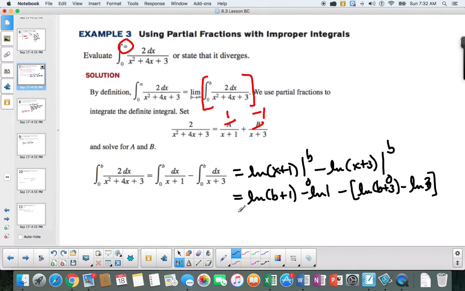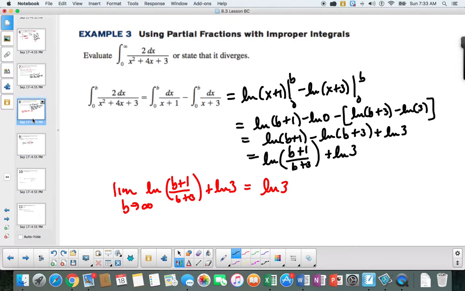All right. And then this is going to be the natural log of b plus 1, and this is going to be 0, minus the natural log of b plus 3. And if I distribute my negative sign, that's going to be plus the natural log of 3. Then I think I have some more work on the next page. This is what I was doing on the last page. I see two natural logs that are being subtracted, so I can say the natural log of the quotient, plus the natural log of 3.